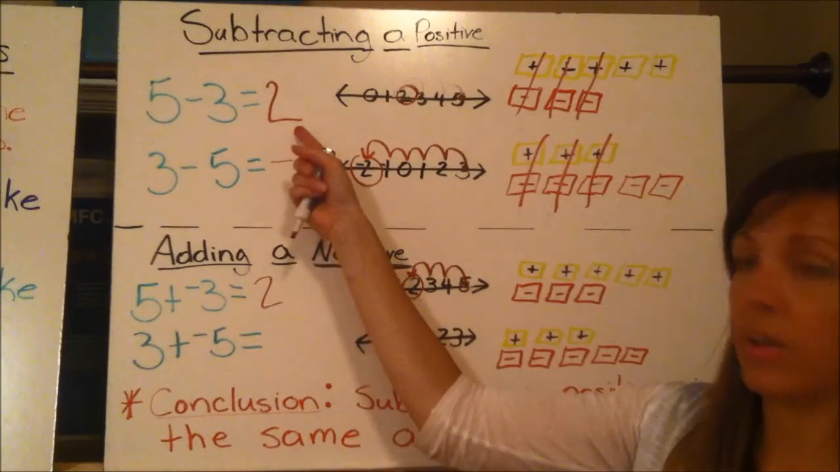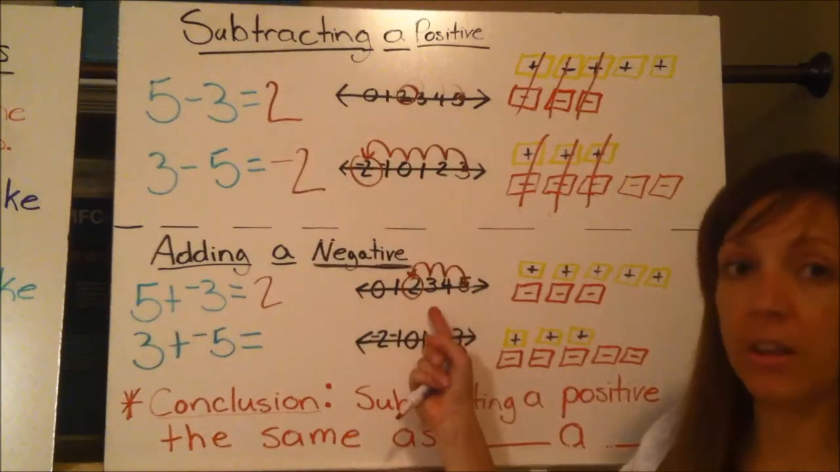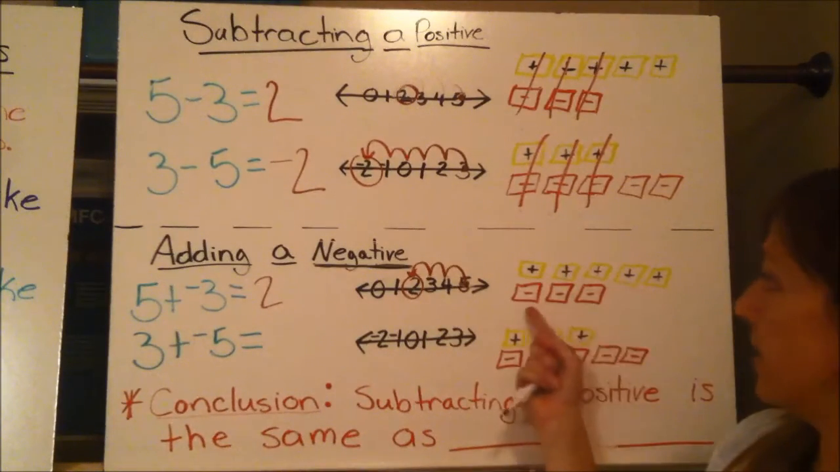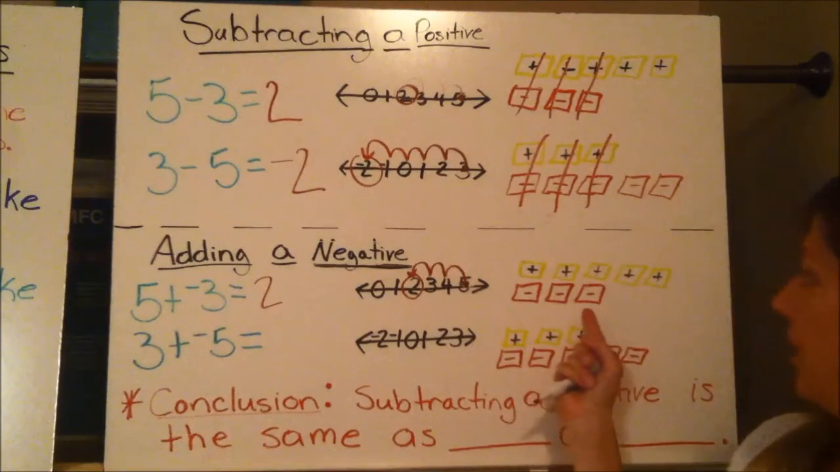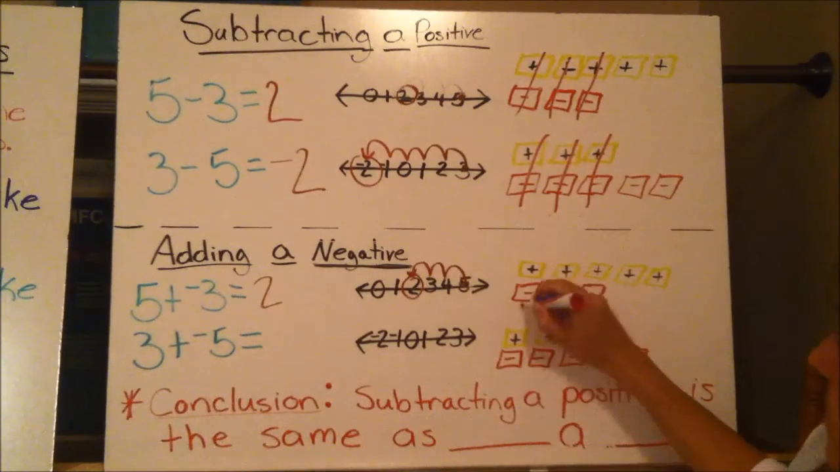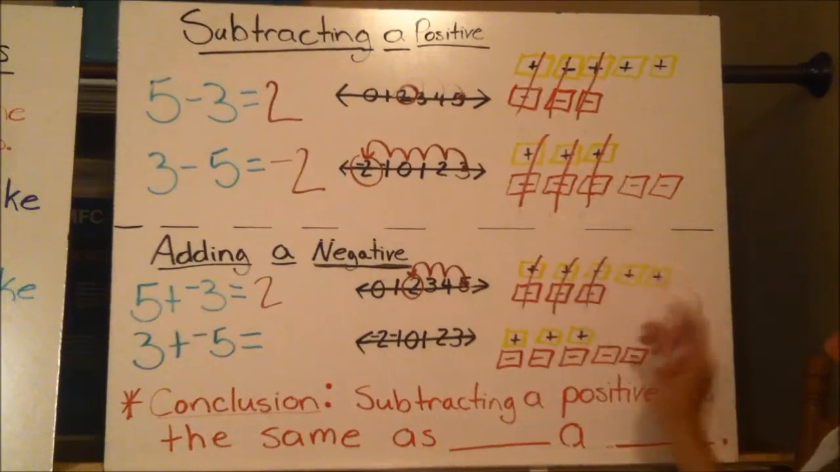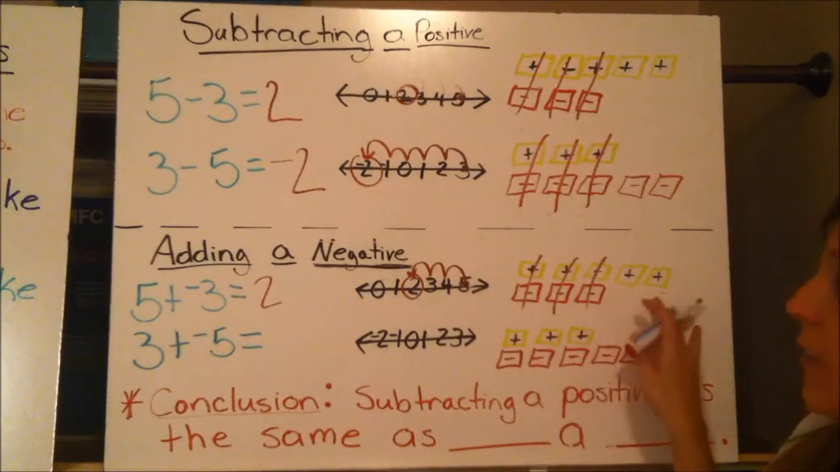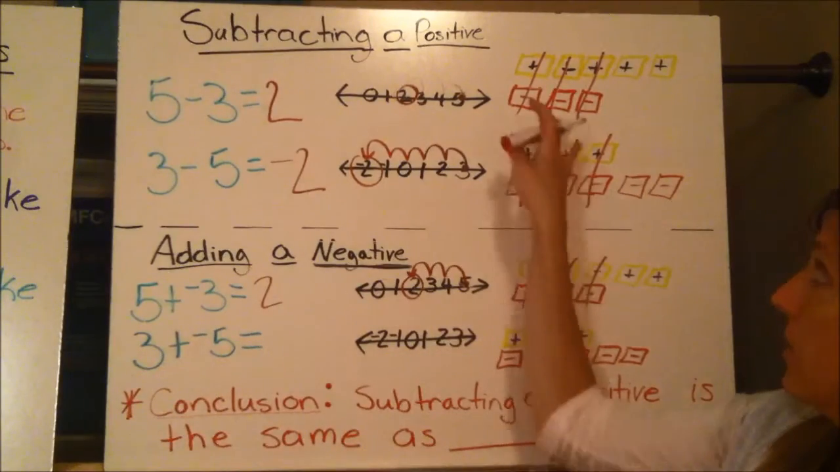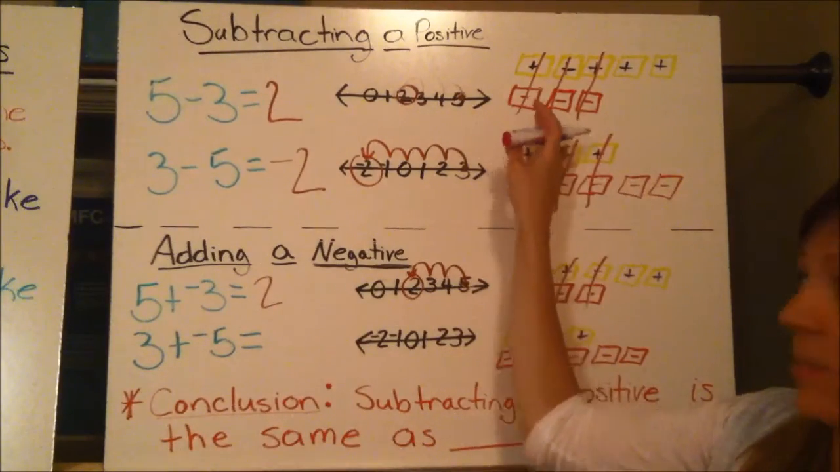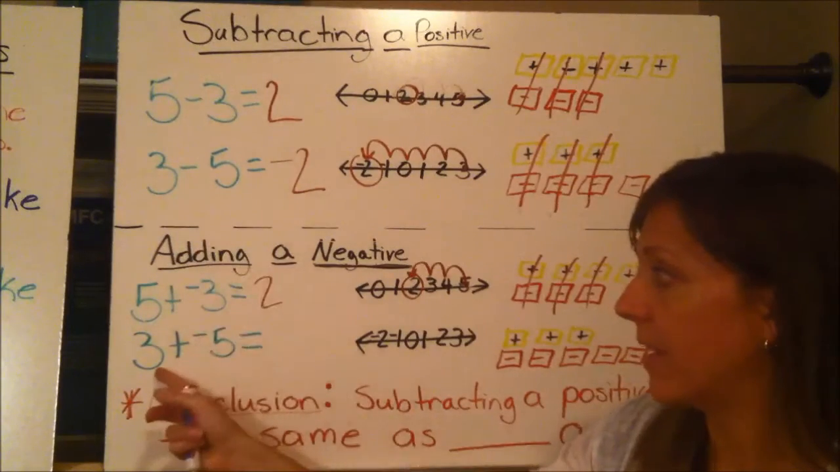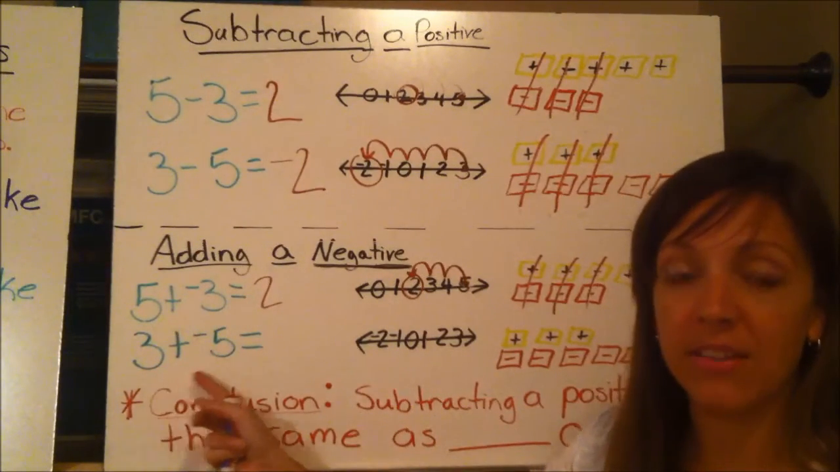Again, notice the similarity. Notice the similarity in the number lines. Let's go to the integer chips. I have 5 positives and 3 negative integer chips. What happens when we put those together? Those are going to cancel out and I have 2 positives left. Positive 2. Notice the similarity in these integer chips, please. Now right here we have 3 minus 5. Down here we have 3 plus a negative 5.